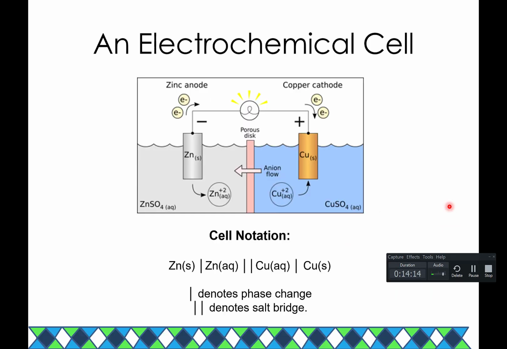We also need to mention cell notation. So cell notation is what is this right here. So this double line indicates where the salt bridge is, so the separation between the anode and the cathode. And then everything on the left are all the materials that are present in the anode. Everything on the right is everything present for the cathode. And sometimes we omit spectator ions. So these are the primary species that are participating in the redox reaction. And the single line denotes simply a phase change. So we have solid zinc and aqueous zinc 2+.